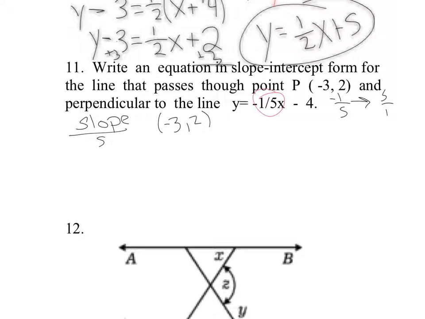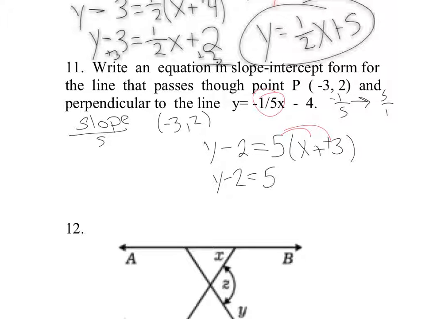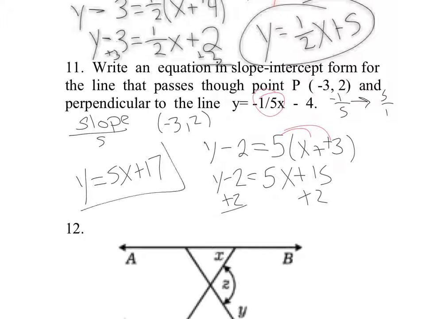So again, just the same idea. y minus y1 equals slope times x minus x sub 1. That does become plus plus. Distribute. 5x plus 15. Add 2 to both sides. y equals 5x plus 17.